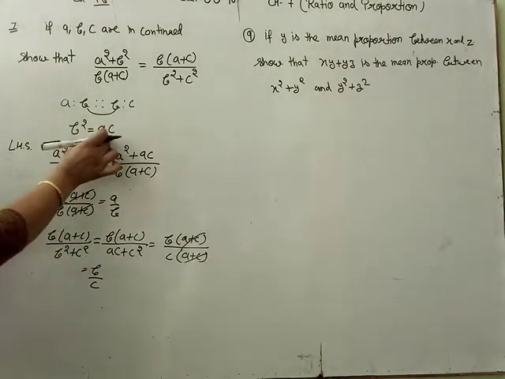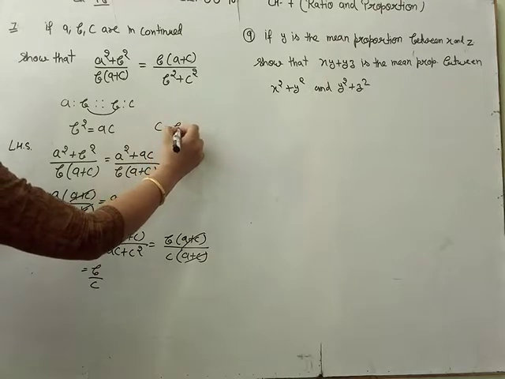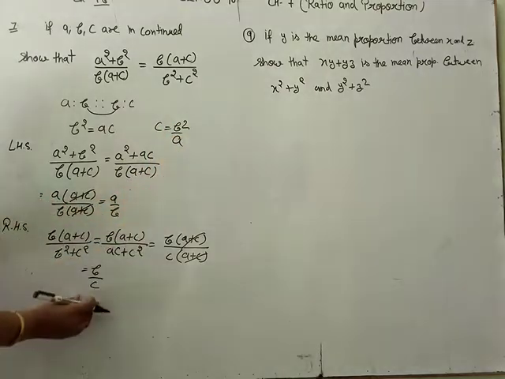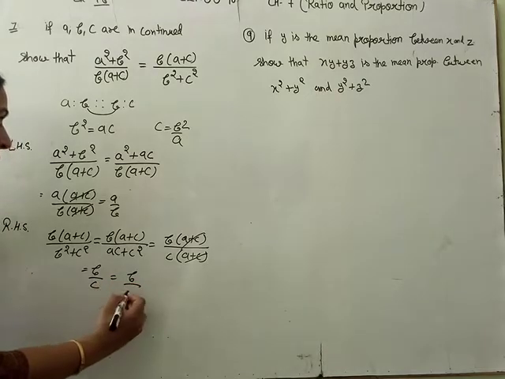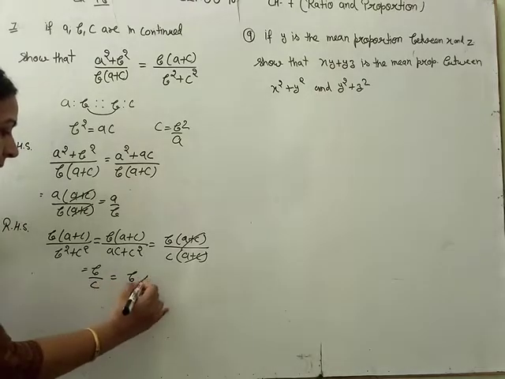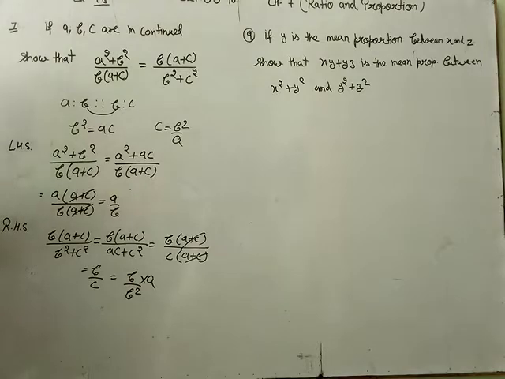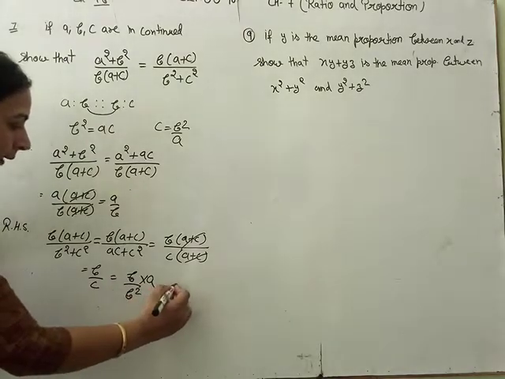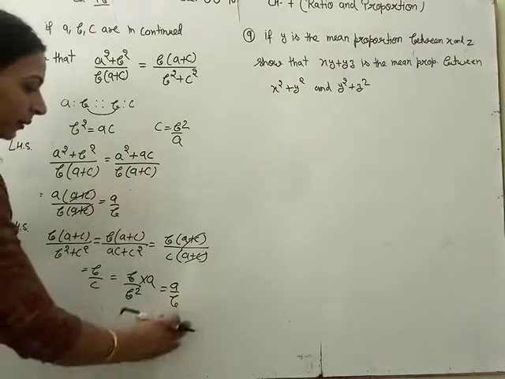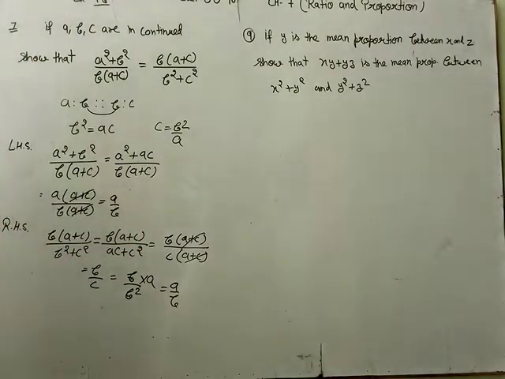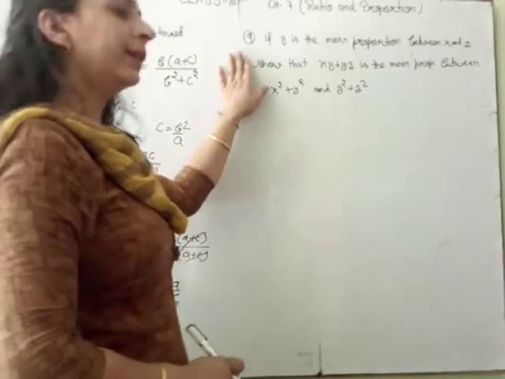Then student, in this, c equals b square by a, then we put the value of c. This equals b by, in place of c, b square by a, then a multiplies with the numerator, b and b cancel, then a by b. Okay, left hand side a by b, right hand side also a by b. Next is question number 9.